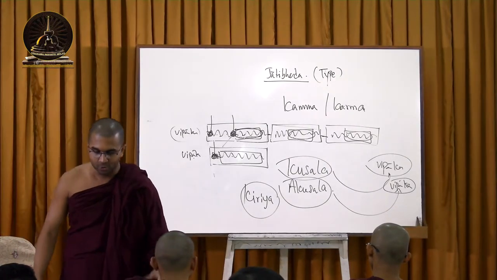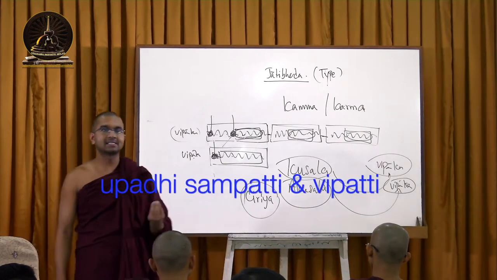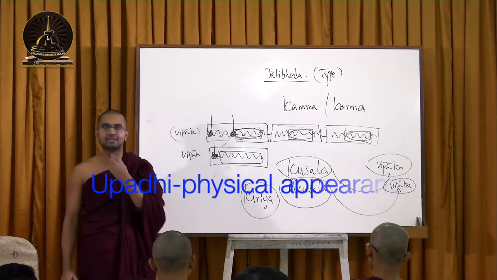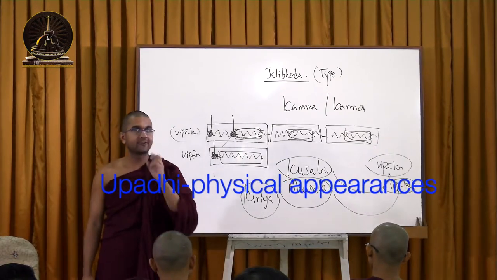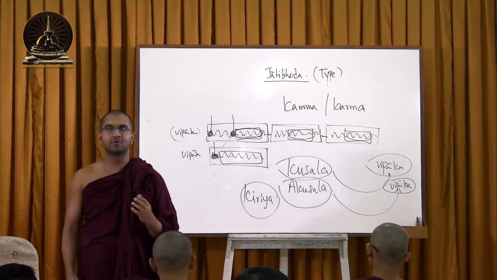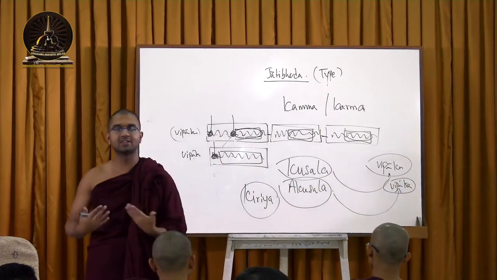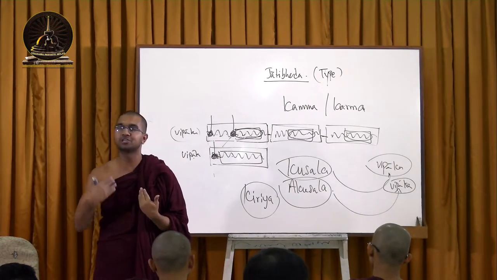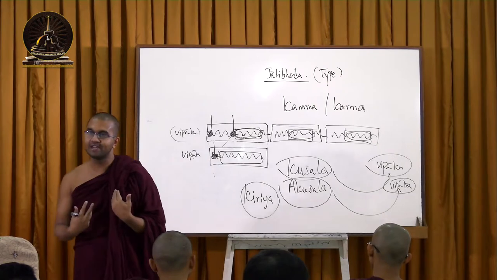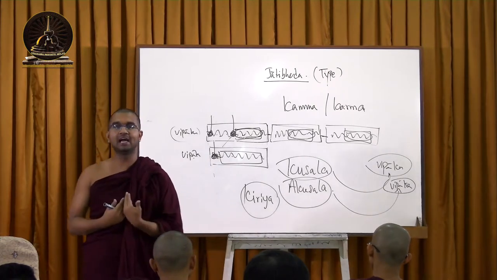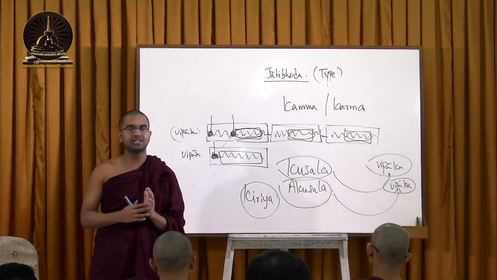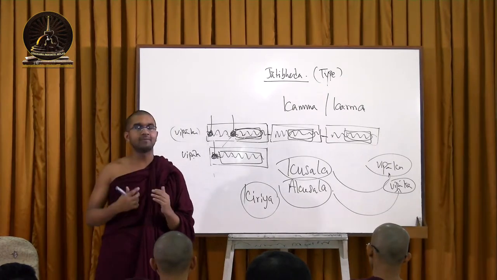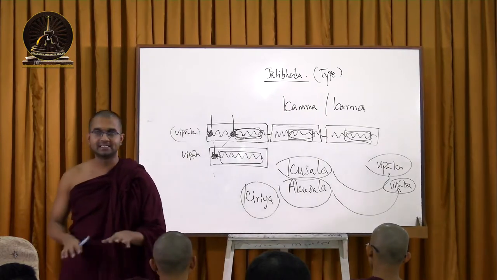In the same way, upadhi sampatti vipatti is the pleasant physical appearance, like attractive physical appearance, beautifulness or handsomeness. When a person has such an attractive physical attribute, past akusala kammas don't get the opportunity to give results, and past kusala kammas get more opportunity to give results. In the same way, if a person has unpleasant physical attributes, this is the opportunity for the akusalas to get results and the kusalas to get subdued. I'll be discussing them in the kamma chapter in detail about these four points.